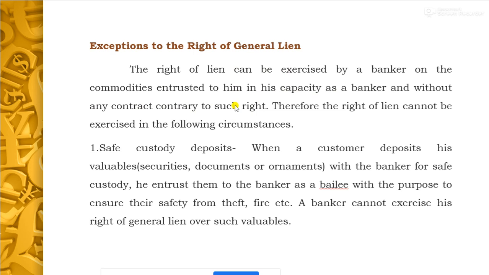So, the banker can exercise the right of lien on every security entrusted to him in his capacity as a banker and not in his personal capacity, and there should not be any contract to the contrary. So therefore, the right of lien cannot be exercised in the following circumstances. So we will discuss the circumstances or the exceptions to the banker's right of lien. So the first exception is safe custody deposits.